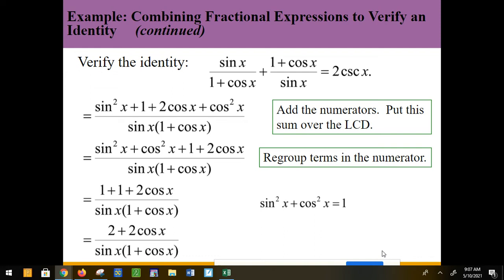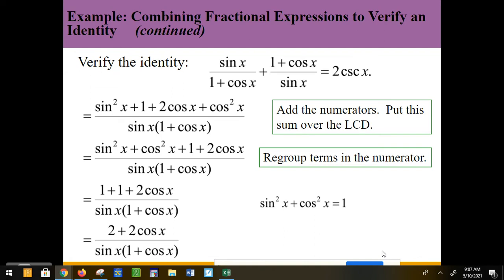So sine squared of x plus cosine squared of x is going to go together. And then 1 plus 2 cosine of x is going to go together there. The reason you're going to do sine squared of x plus cosine squared of x is because one of the identities is sine squared of x plus cosine squared of x is equal to 1. So you can swap out sine squared of x plus cosine squared of x for that 1, right? That 1 and that 2 cosine of x was already there.